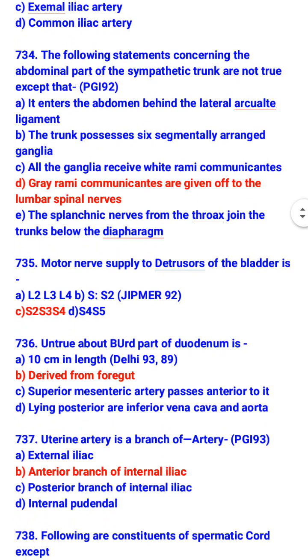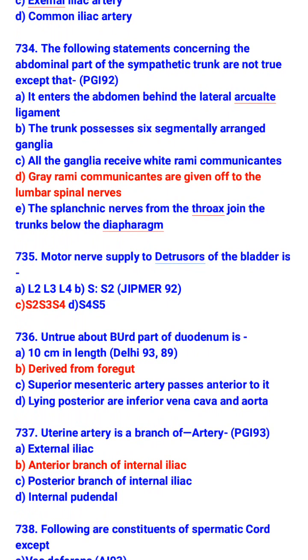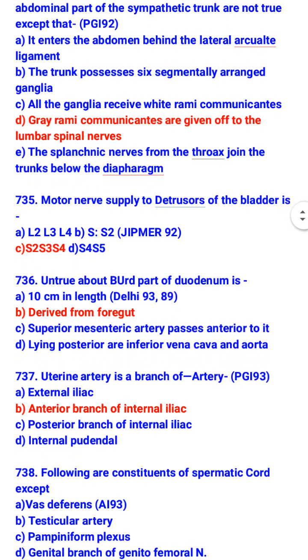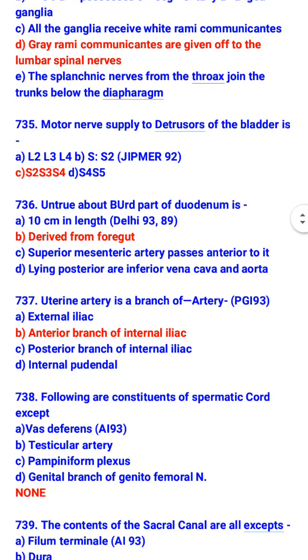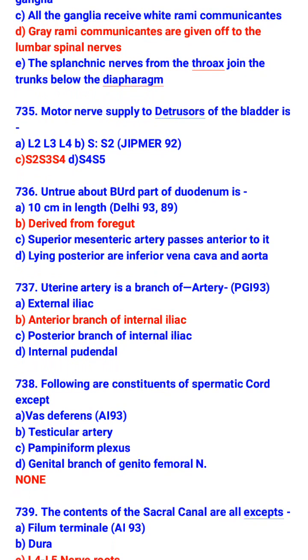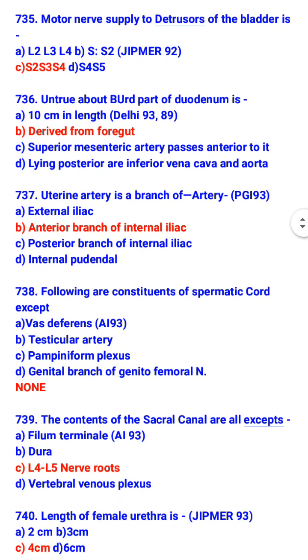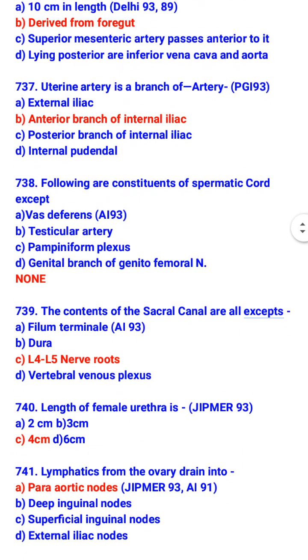Motor supply to detrusor of the bladder is S2, S3, S4. Not true about part of duodenum is that it is derived from foregut. Uterine artery is an anterior branch of internal iliac. Following are constituents of spermatic cord except. So all are constituents of spermatic cord: vas deferens, testicular artery, pampiniform plexus, and genital branch of genitofemoral nerve.